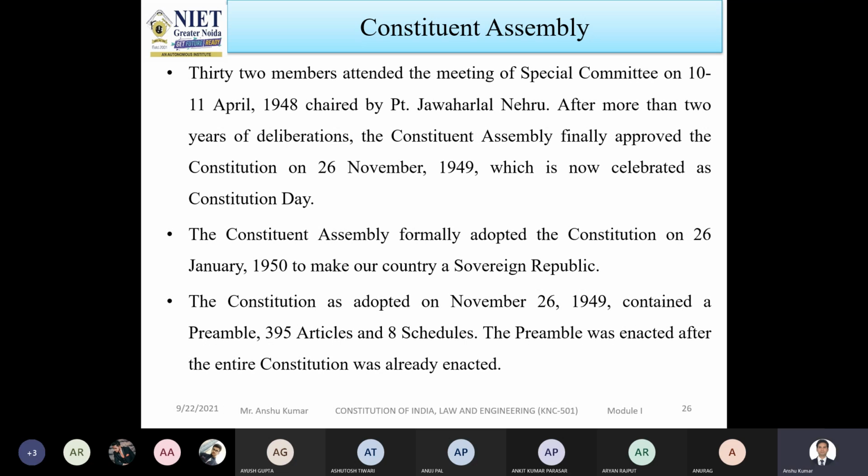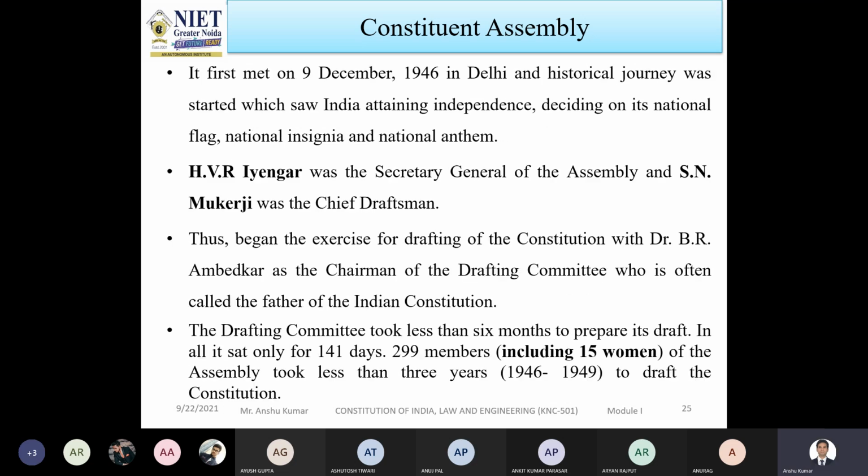32 members attended the meeting of a special committee on 10th. After this, it first met in December 1946 in Delhi, and a historical journey started, which saw India attaining independence, deciding on its national flag, national insignia, and national anthem.